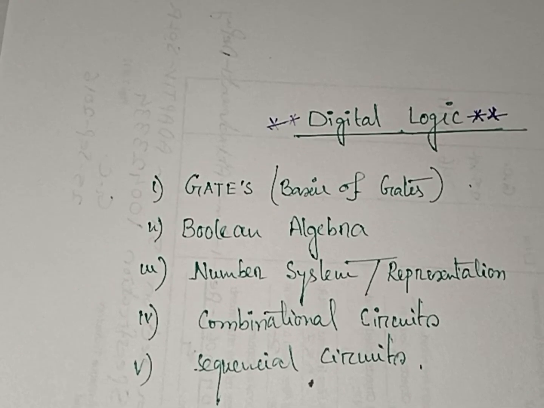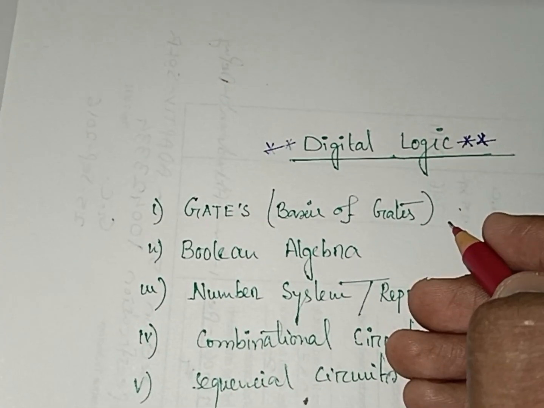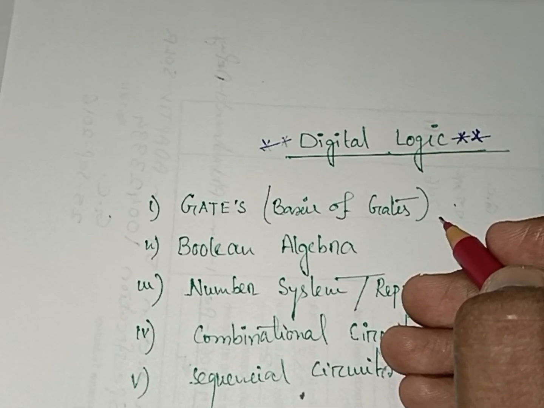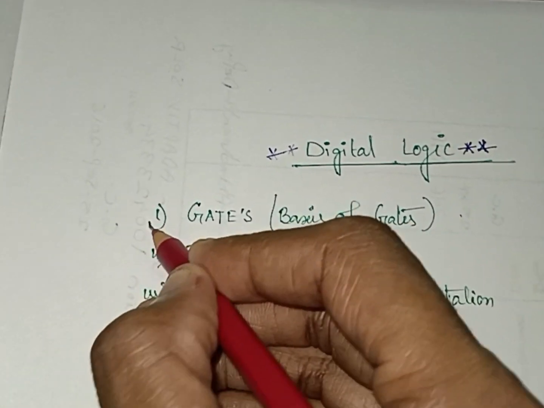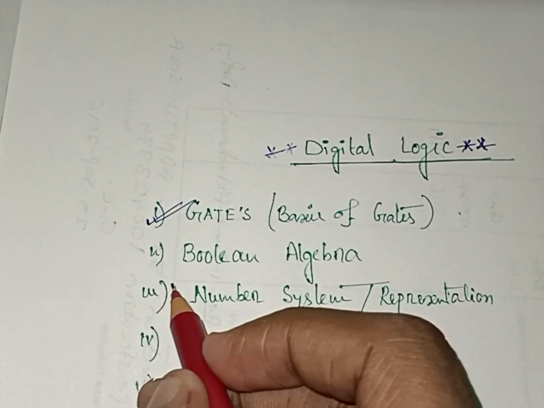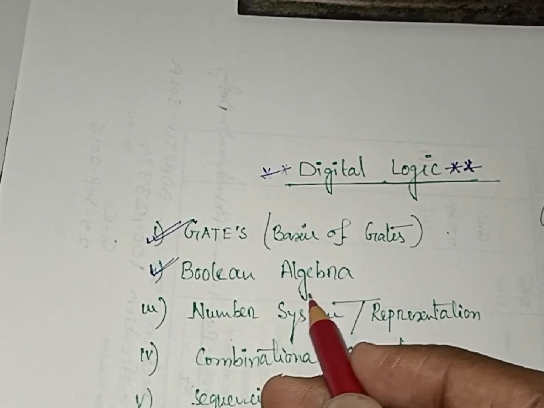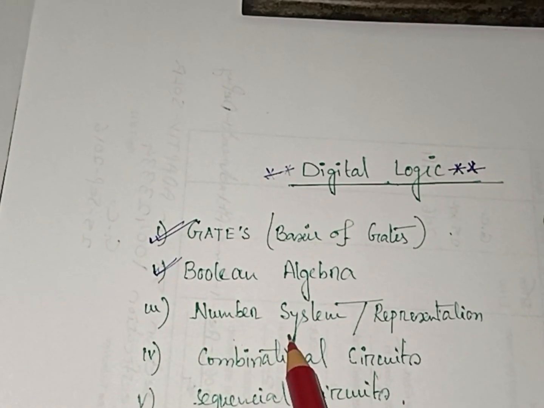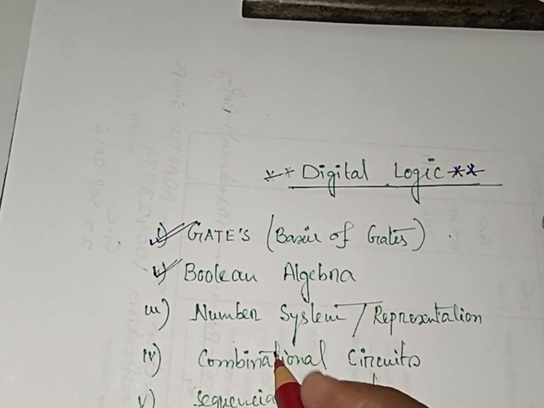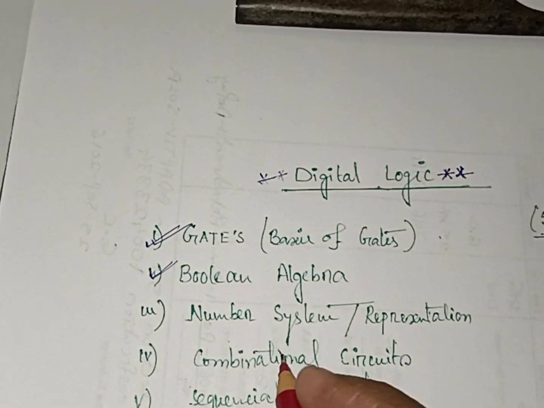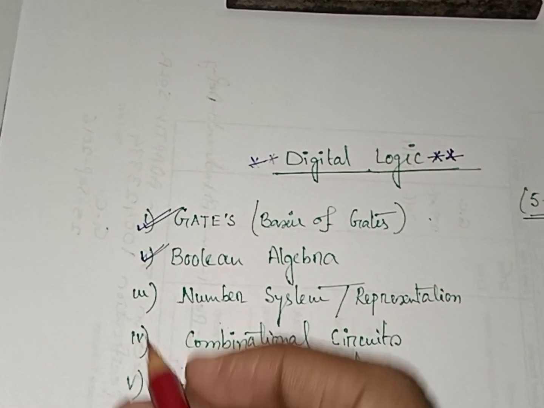So the syllabus we can cover is the basics of gates, which means we have to cover the gates: NAND gate, NOT gate, basic gates, AND gate, OR gate. All types of gates we have to cover in the basics of gates. Then we have Boolean algebra, K-maps. Then we have the number systems. There are separate number systems: binary, octal, hexadecimal. We have covered this also in the number system.